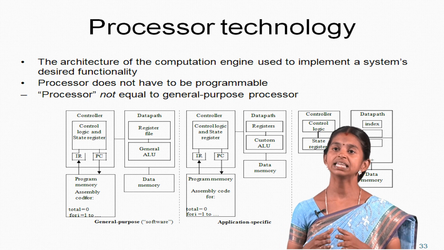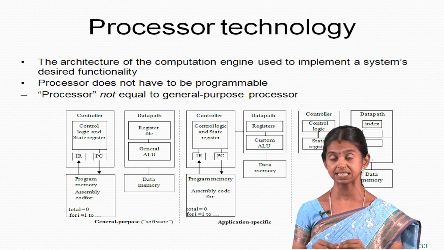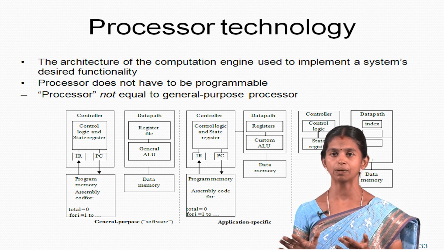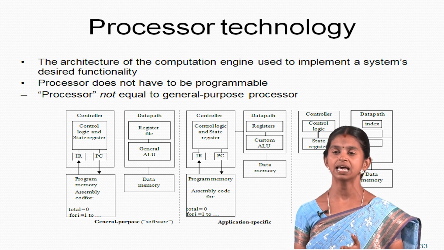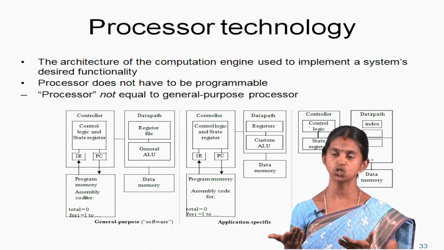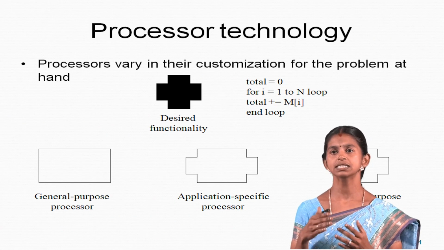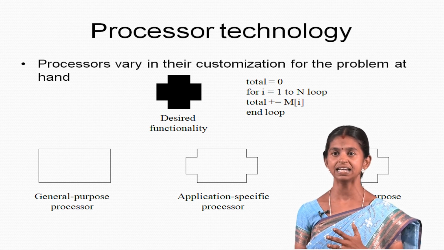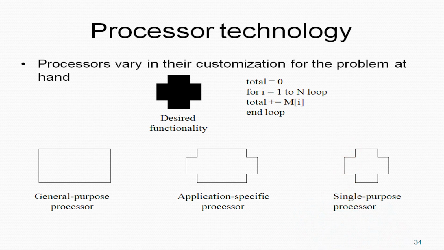Processor technology. The architecture of the computation engine used to implement a system's desired functionality. A processor does not have to be programmable. Processor is not equal to general purpose processor. The diagram of processor technology is displayed for your reference. Processors may vary in their customization for the problem at hand. The processor technology and its types are displayed for your reference.